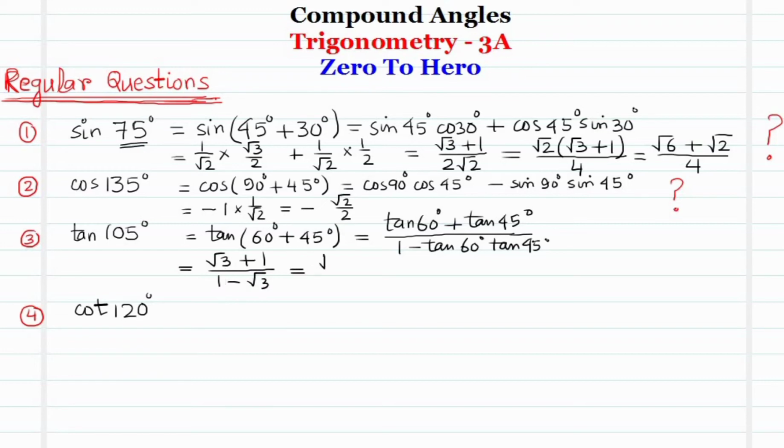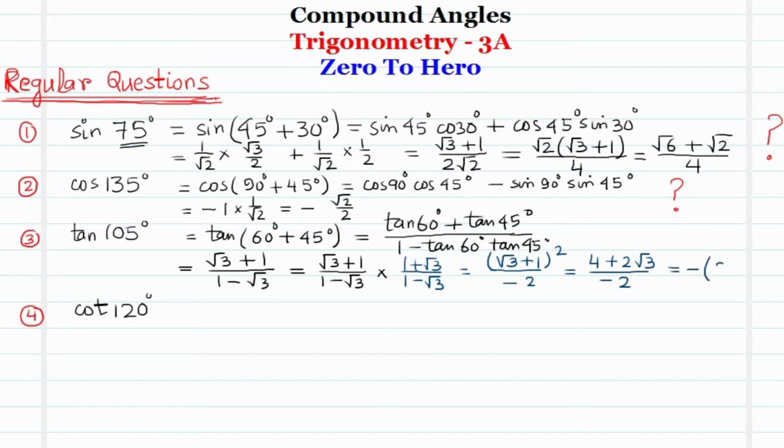So for rationalization, we can multiply both numerator and denominator by the factor 1 plus root 3. So let us multiply it by 1 plus root 3. So the denominator will become minus 2, and the upper one is (root 3 plus 1) whole square. This is equal to 4 plus 2 root 3 by minus 2. After simplification, minus (2 plus root 3), with a negative sign at the very beginning. Any question to ask? But at least one question from my side is waiting. Cot 120 degree. Cot 120 degree, we can write it like this: cot of 90 degree plus 30 degree.